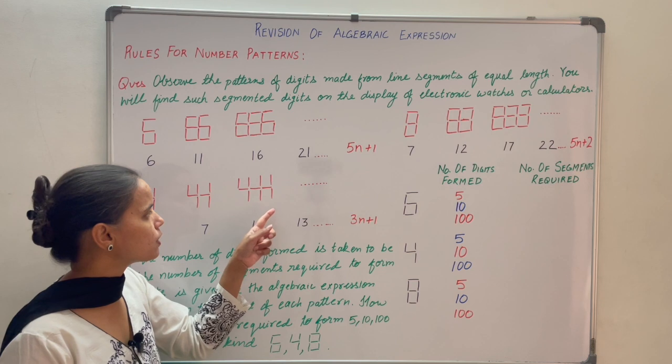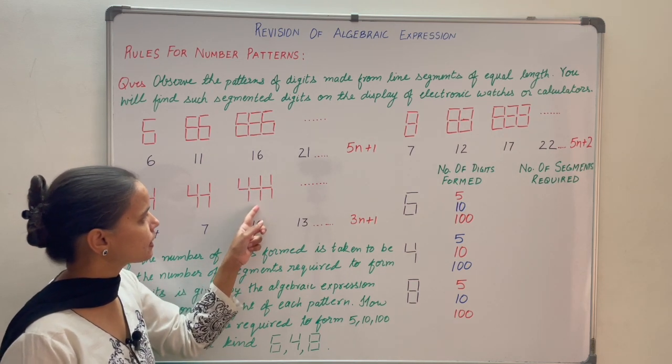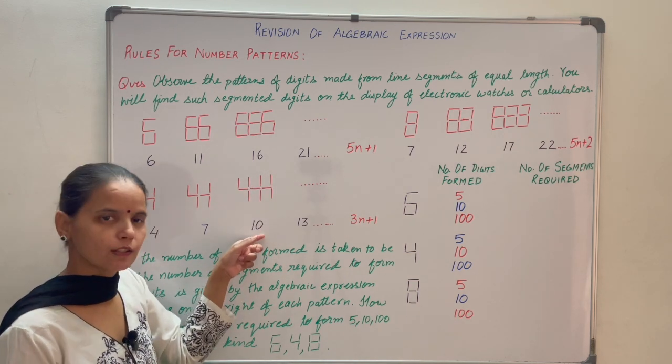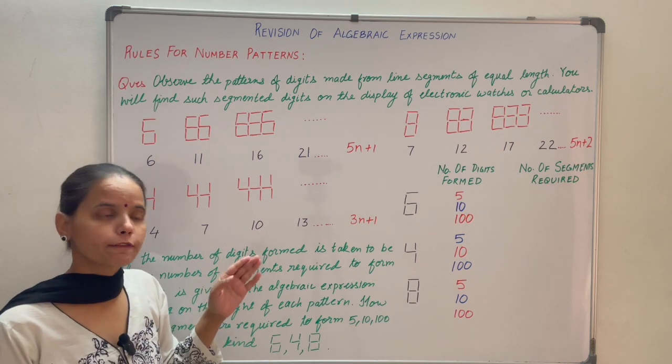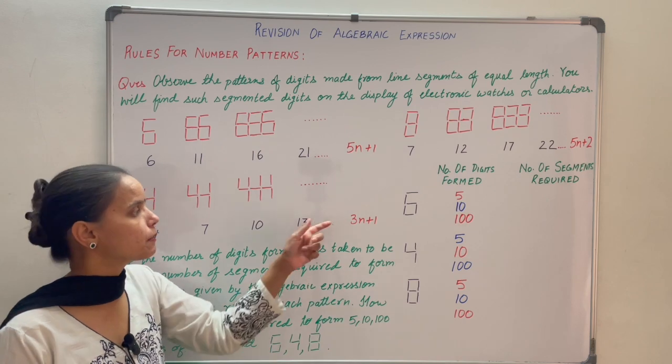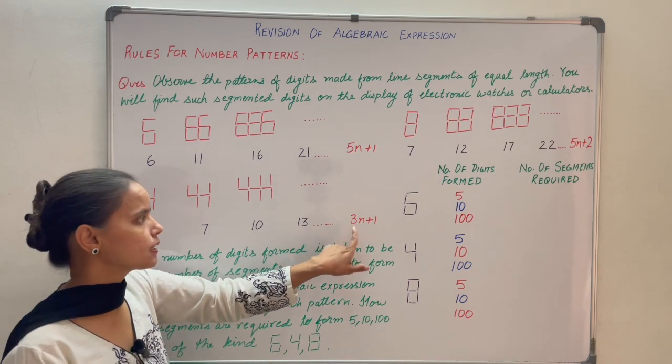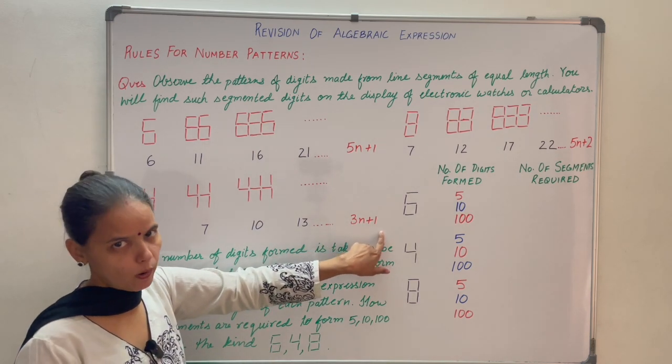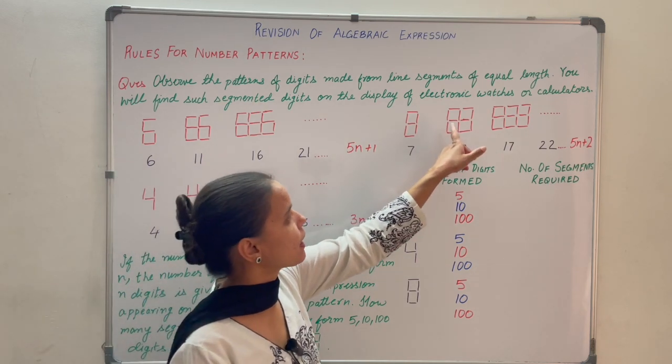For 3 fours, how many line segments? Till here it is 7, 8, 9, 10. So this is 10. For 4 fours, it is 13. If there are n fours, then the number of line segments needed is 3n plus 1. Let us see this pattern now.